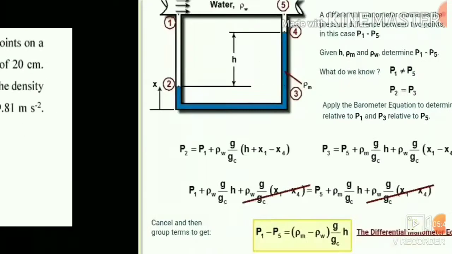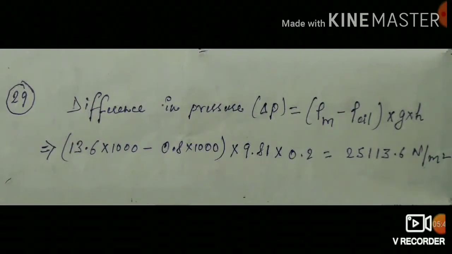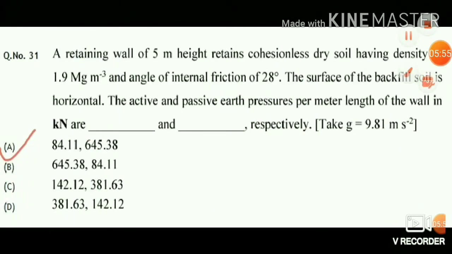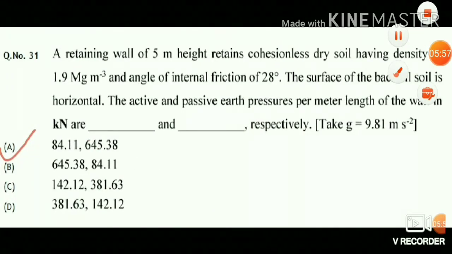So you have to multiply with 1000. I have multiplied with 1000 both values, the density of oil and the density of mercury, and I have got the answer in Newton per meter square. And friends, this is the next question.